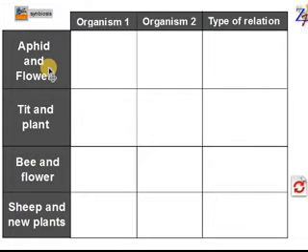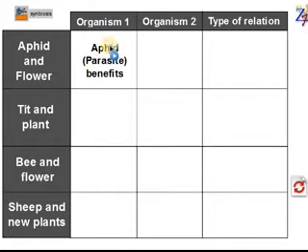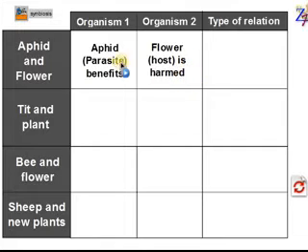We will start with the aphid and the flower. If we take the aphid and the flower, the relation between them, we can say that the aphid benefits. We call the aphid the parasite. I'm going to explain later what we mean by this word. While the flower, which is the host, is harmed. So the aphid benefits, but the flower is harmed. It becomes sick. Here we call the type of relation parasitism.